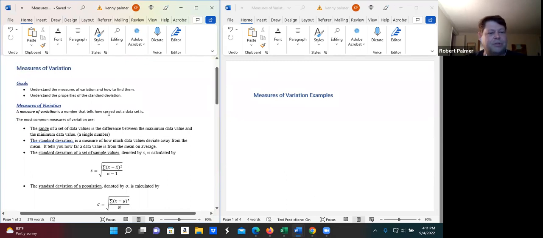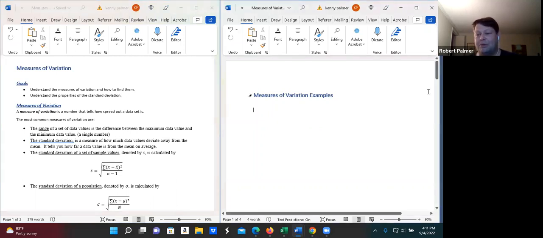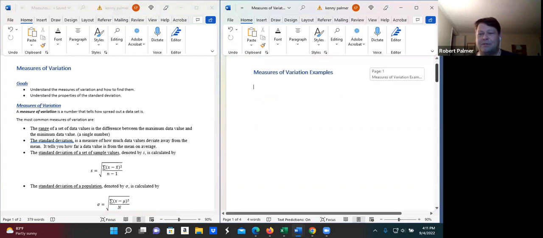A measure of variation is a number that tells us how spread out the data is. When we talk about measures of center, that just tells us where the middle of the data is. But now I want to get an idea of how spread out data is, how far apart values are, and some idea of the shape of the distribution.